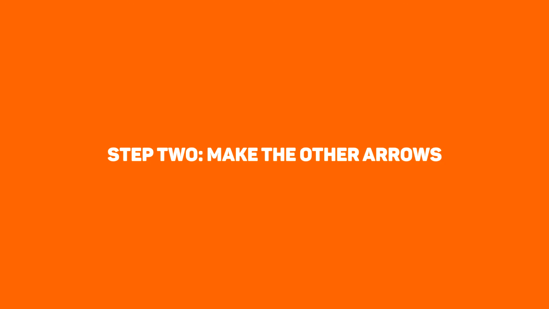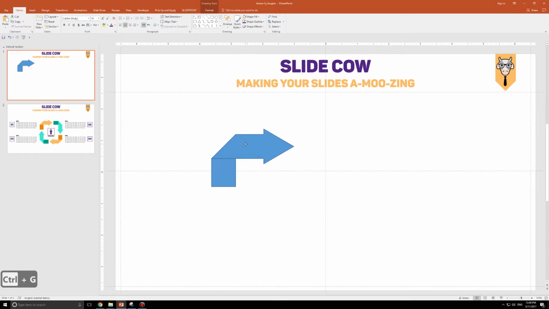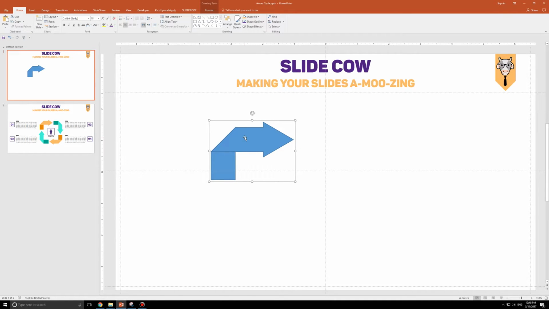Step 2, make the other arrows. Okay, so we have this one arrow on our slide right over here. The goal is now to make 3 other arrows and ensure a cycle is in place, right? So we're going to highlight all of the shapes and press Ctrl G so they're all in one group. I'm going to bring in my arrow over here. Remember, rough positioning for now. We'll fix all the positioning and sizing very soon, I promise.